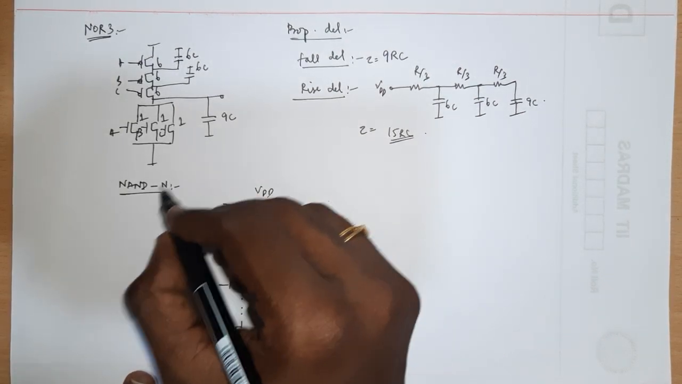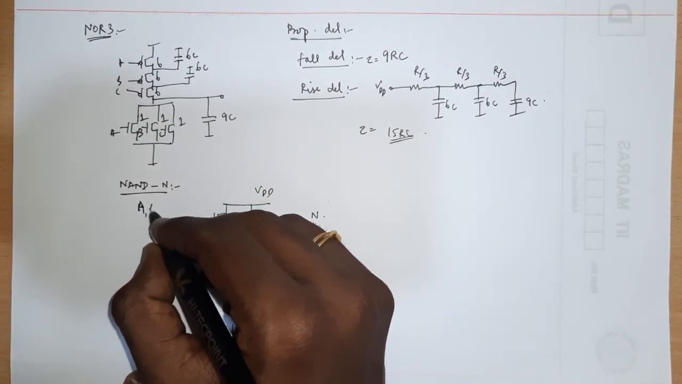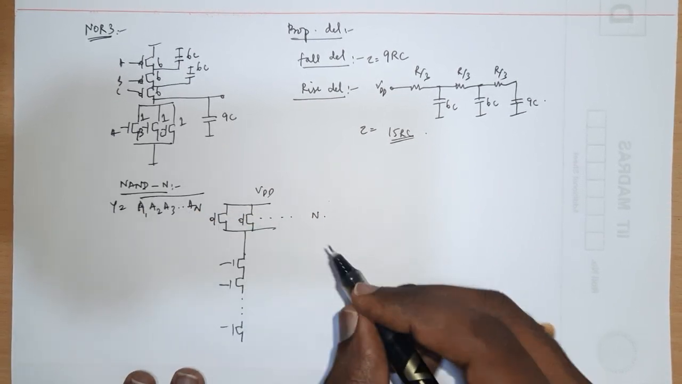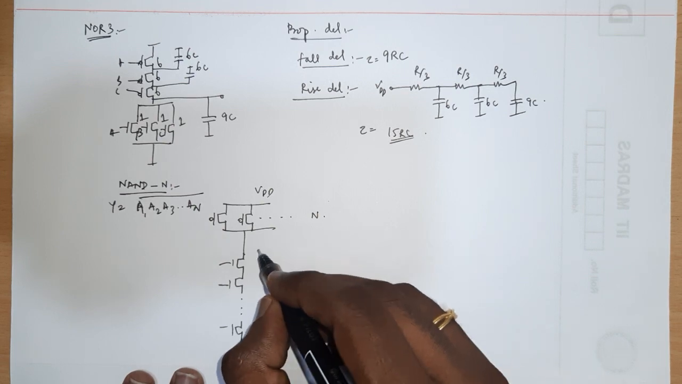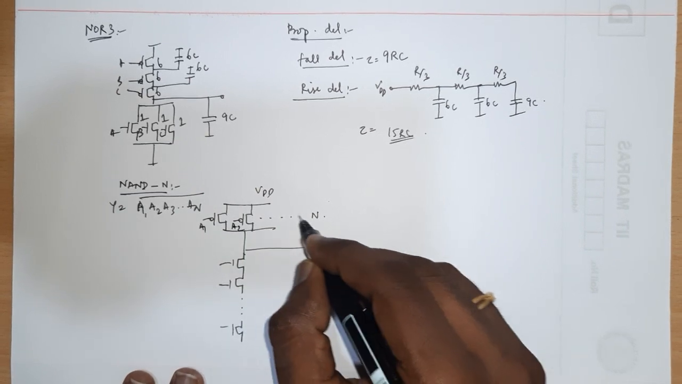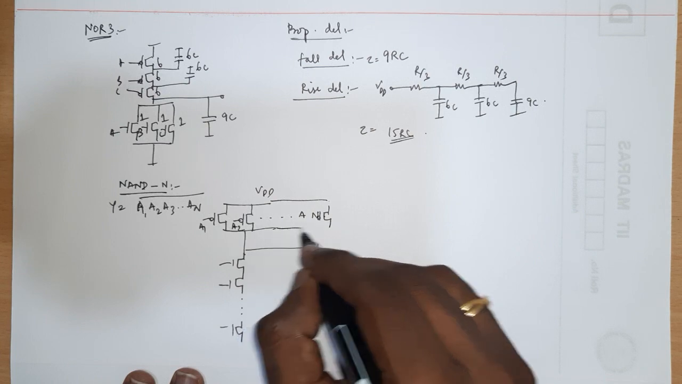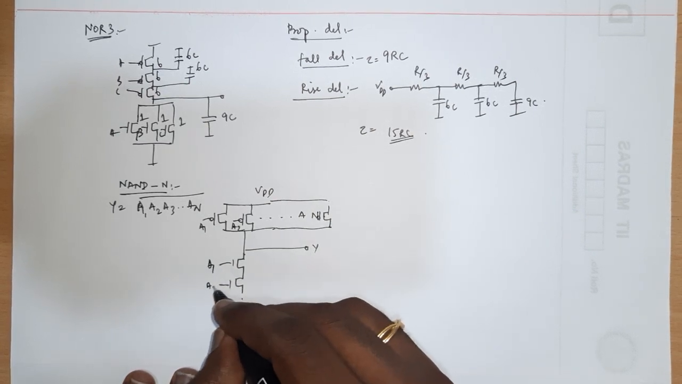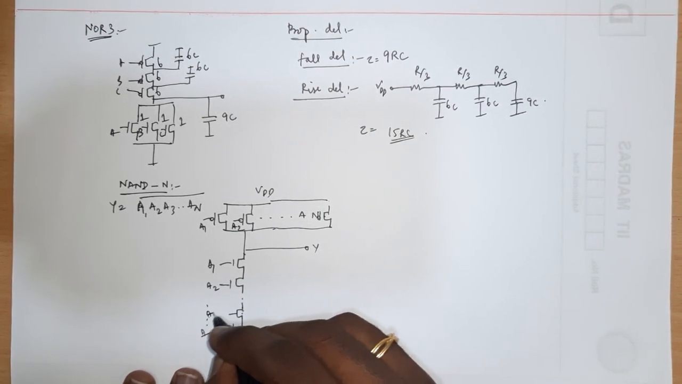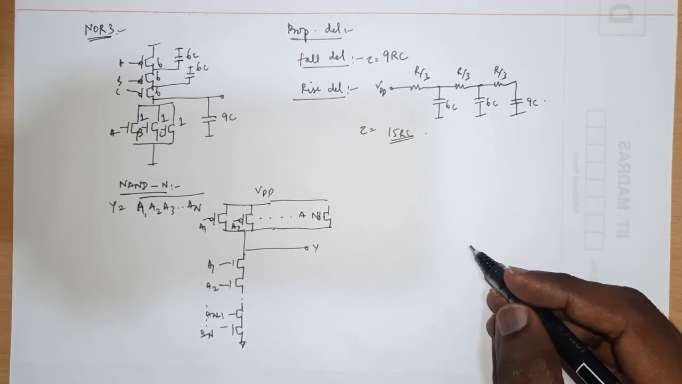NAND N will have the logic Y equals NOT of A1 dot A2 dot A3 and so on up to AN, so you will have this output Y, and here the inputs are A1, A2, etc. up to AN. Here also A1, A2, etc. up to AN, and AN minus 1 will be somewhere here. This is the NAND N logic.